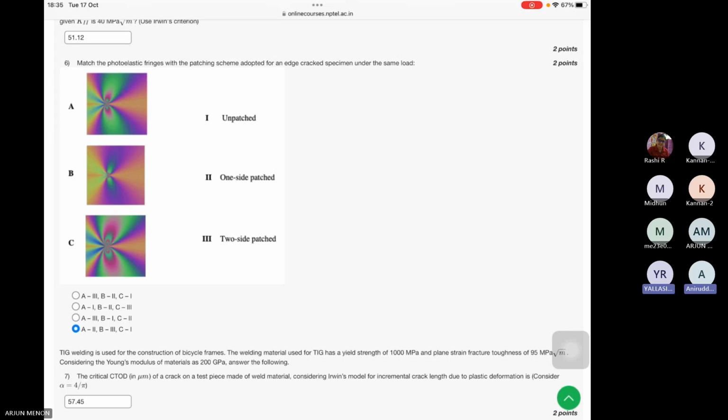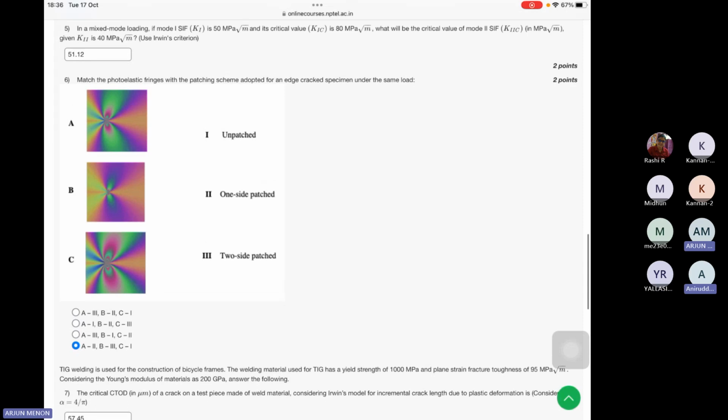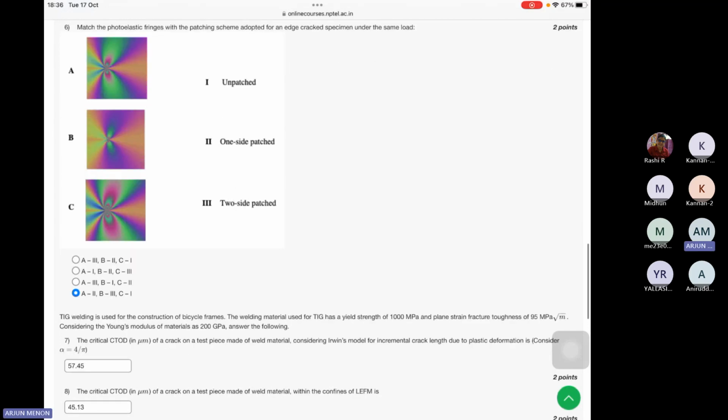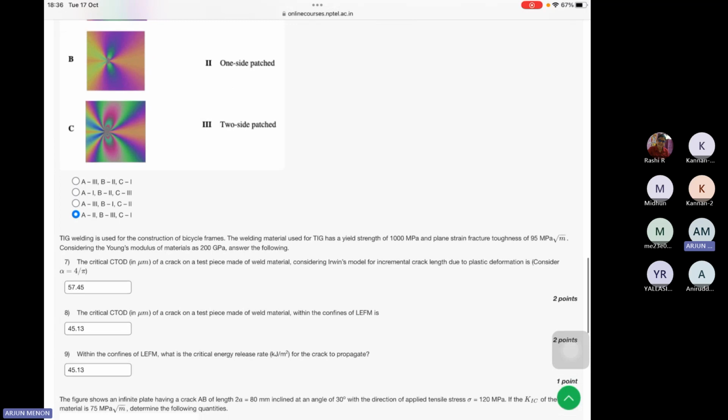Arjun, I am also getting 51 for the previous one. Okay, you have got 51, right? Then we can give some reliability to the answer. Good. So we were discussing 7, 8, 9, no?